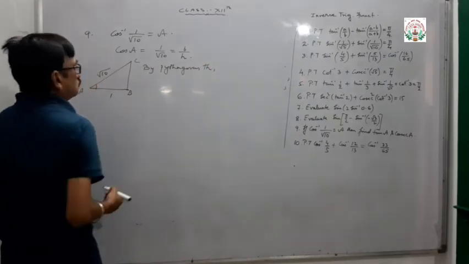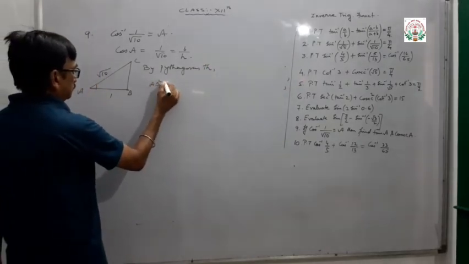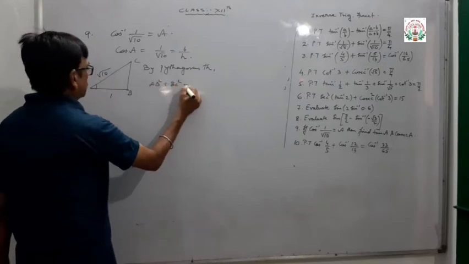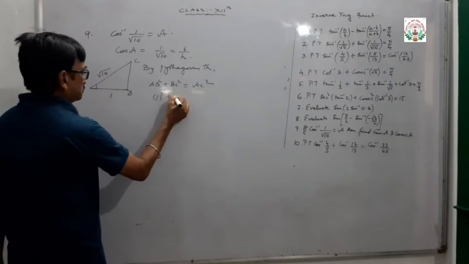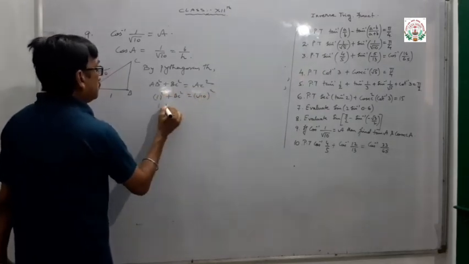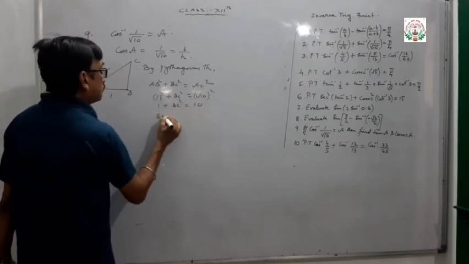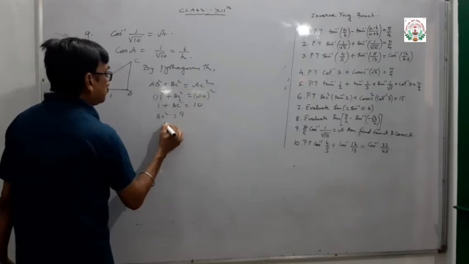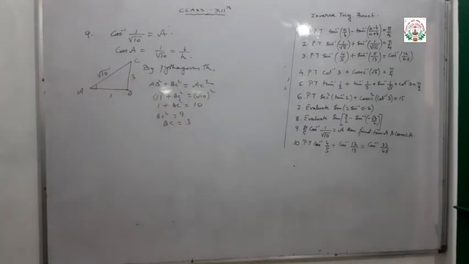By Pythagoras theorem, we have AB square, base square, plus BC square, perpendicular square, equal to hypotenuse square. AB is 1, plus BC square equals root 10 the whole square. 1 plus BC square equals 10. BC square equals 9. BC is equal to 3. So we get the perpendicular as 3.